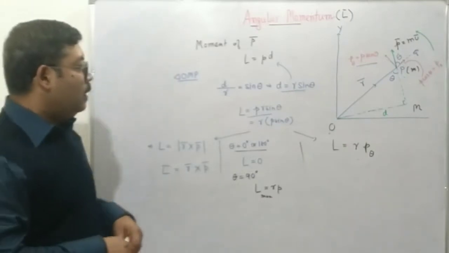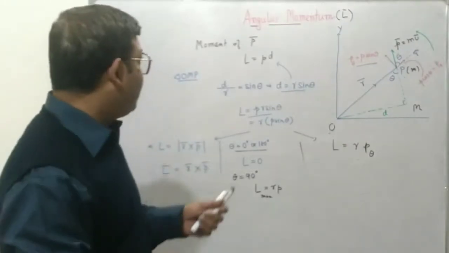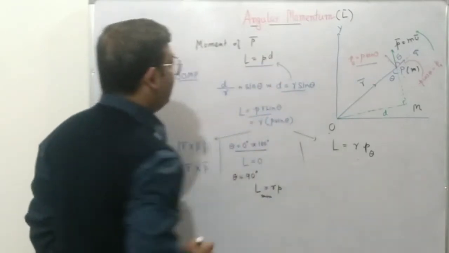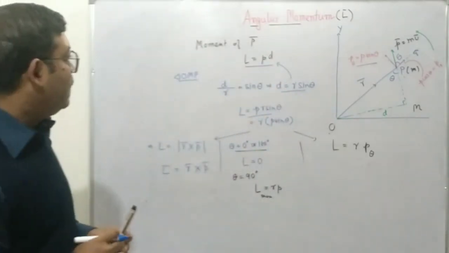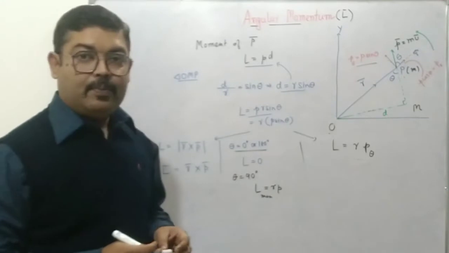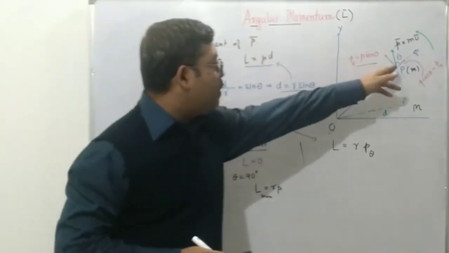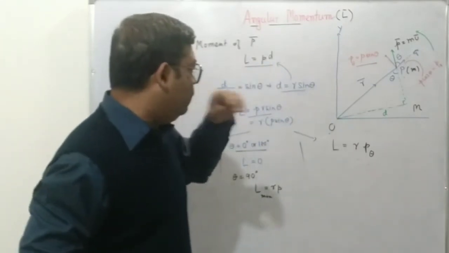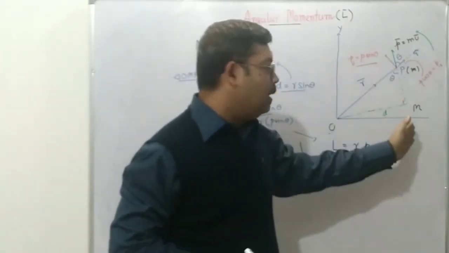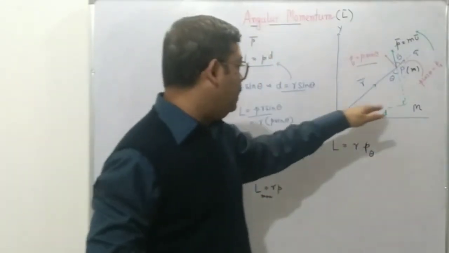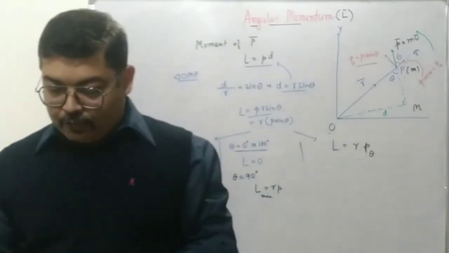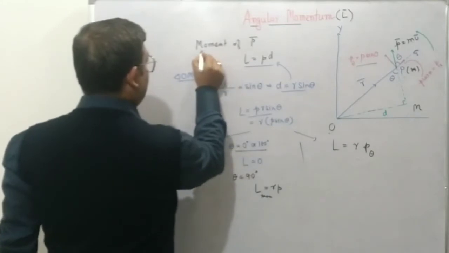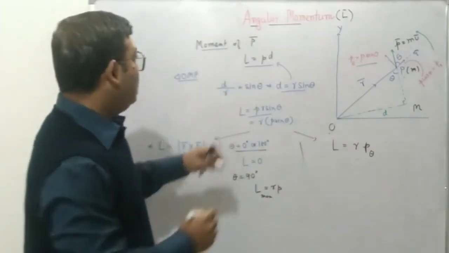Okay, alright. Now, if we come back and consider the parent equation, that is L equal to p into d, what it means is that angular momentum is the product of linear momentum of the object or the particle or the rigid body and the perpendicular distance between the direction of the momentum and the axis of rotation, right? Which is known as the moment of the given vector.